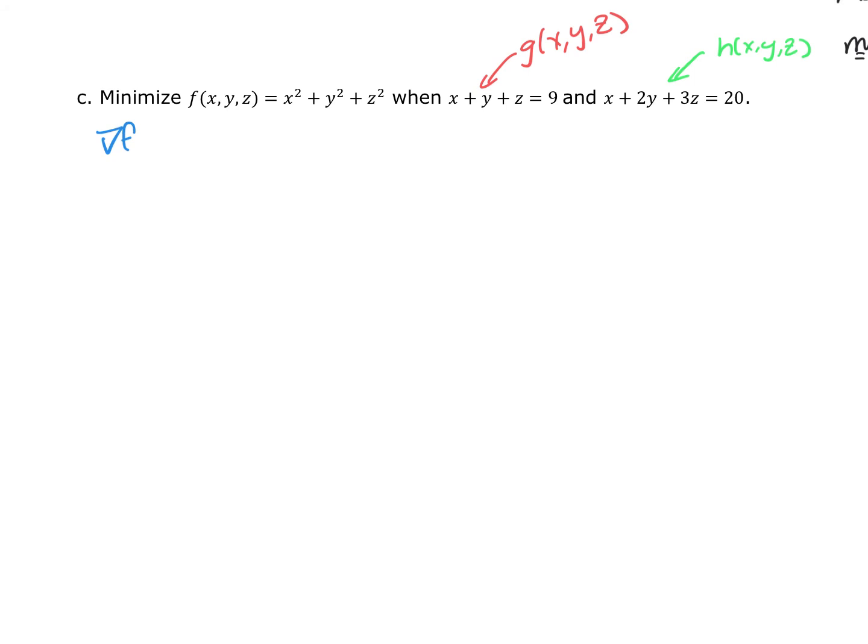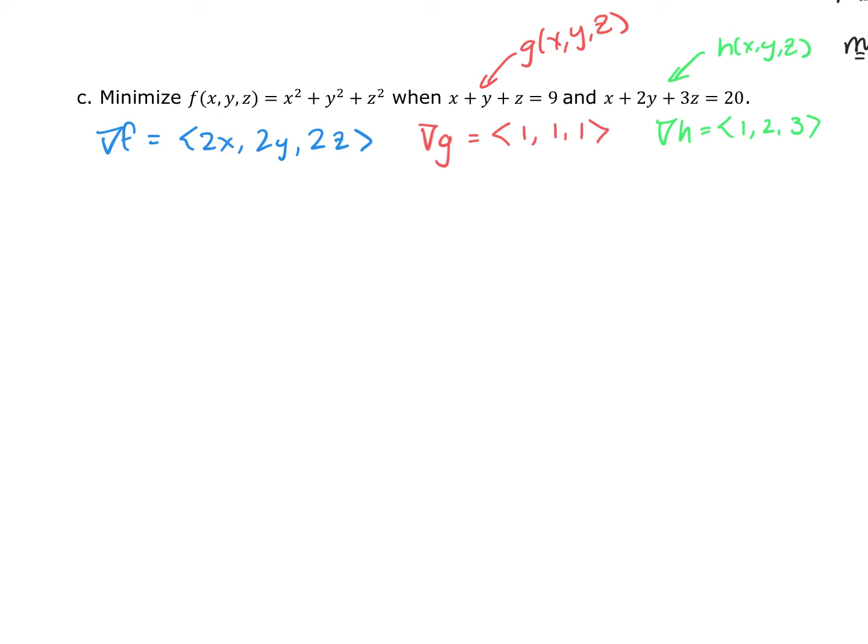My gradient of f is going to be equal to 2x, 2y, 2z. My gradient of g is going to be equal to 1, 1, 1. Ooh, we like it when that happens. And then my gradient of h is going to be equal to 1, 2, and 3. Oh, that's even better. That's really nice.